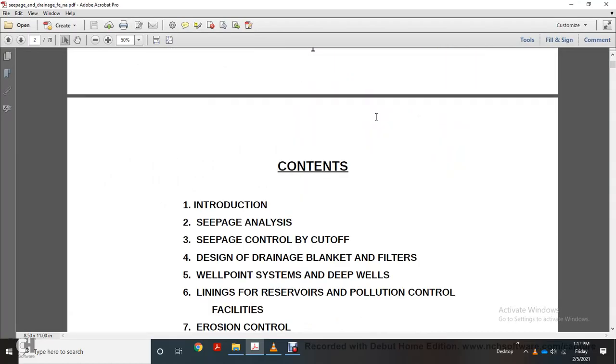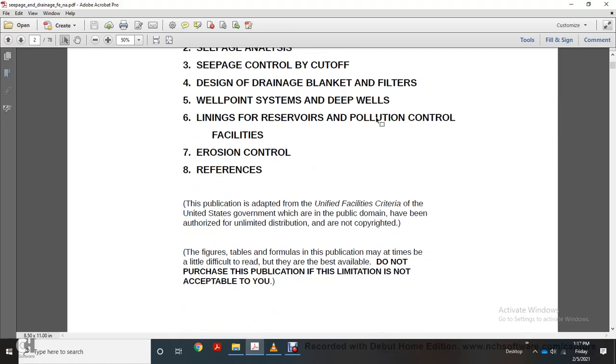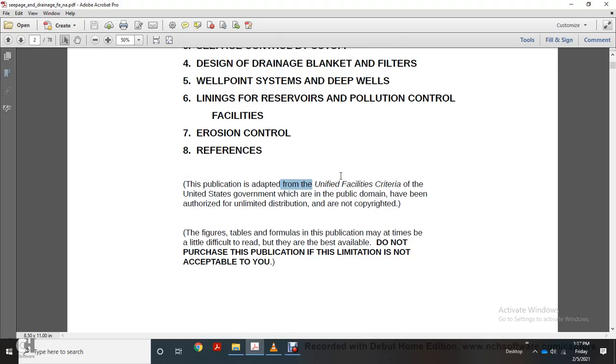Introduction, seepage analysis, seepage control by cutoff, design of drainage blanket and filters, well point systems, deep wells, lining for reservoirs and pollution control facilities, erosion control, and references. This publication is adopted from the Unified Facilities Criteria, U.S. Government public domain, authorized for unlimited distribution and not copyrighted.